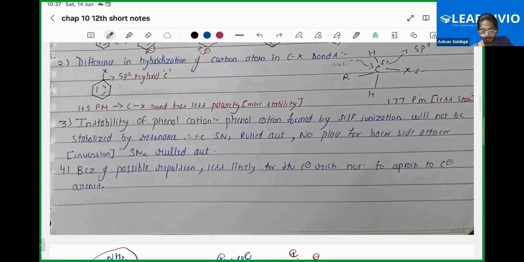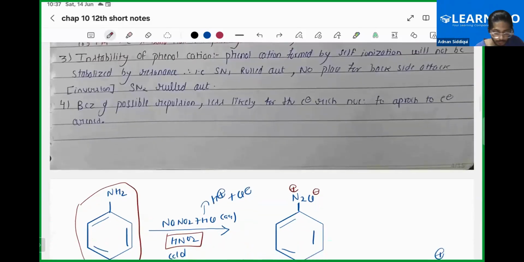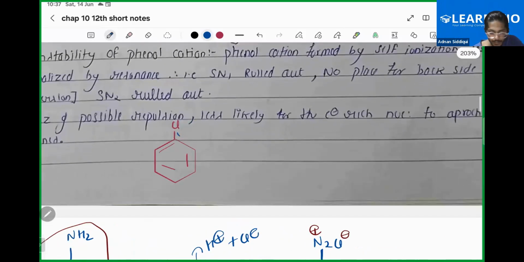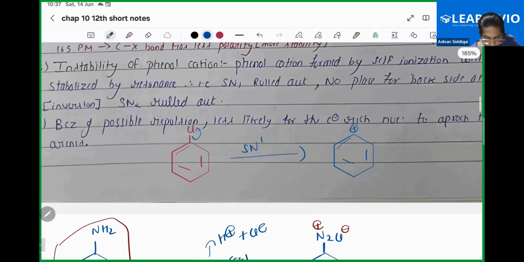Instability of phenyl cation. Suppose we go like this. For example, this is my chlorobenzene, okay? What will I try to do? I will do the self-ionization. Let us go by the SN1 mechanism. What's the first step for the SN1 mechanism? Self-ionization. Then if I remove the Cl, this chlorine will get these two electrons and I will get a phenyl cation type of structure, right? This is very, very unstable.